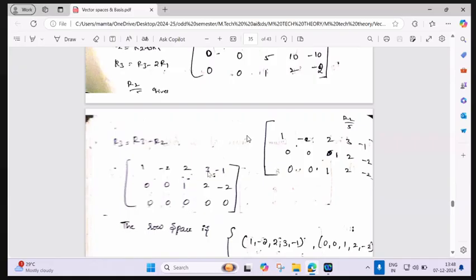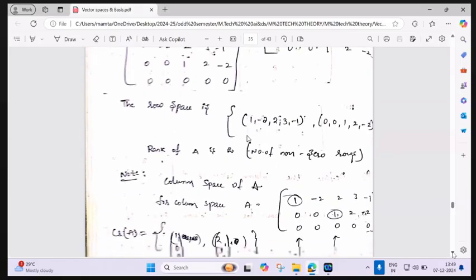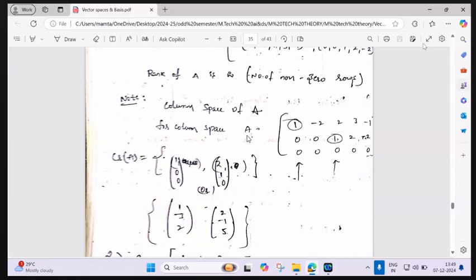2 1 0, 3 2 0. Again, all these three are linearly dependent. With the use of one vector, I can generate the other two also, no? So in total, out of the 5, only 2 are linearly independent. All the other 3 are depending on those 2. Therefore, the first 2 rows are your row space, and the column space will be only the linearly independent vectors. Let me come down. See here. Can you see the screen properly?